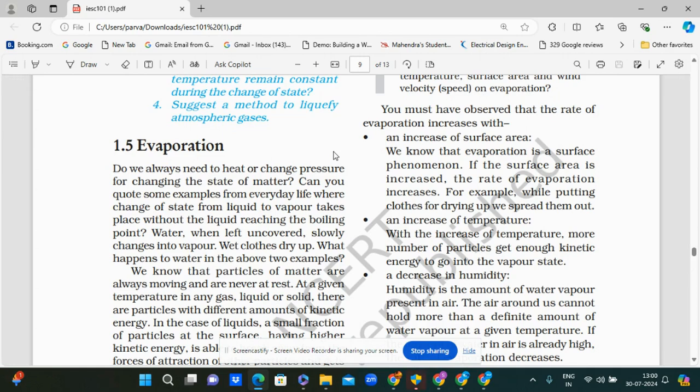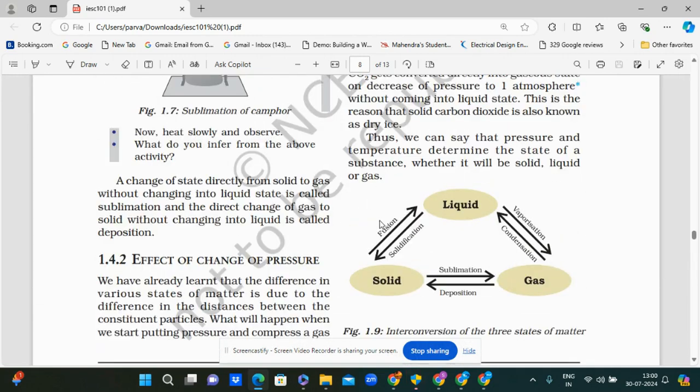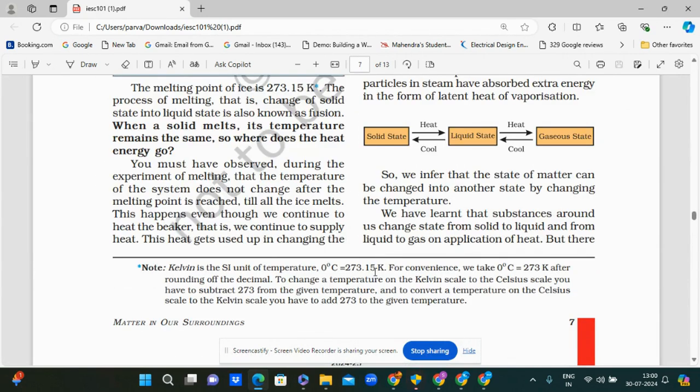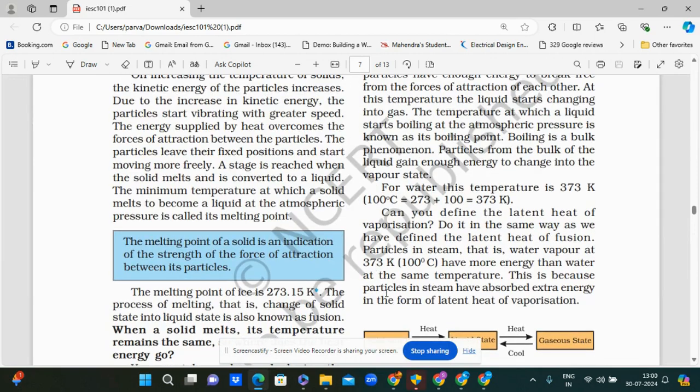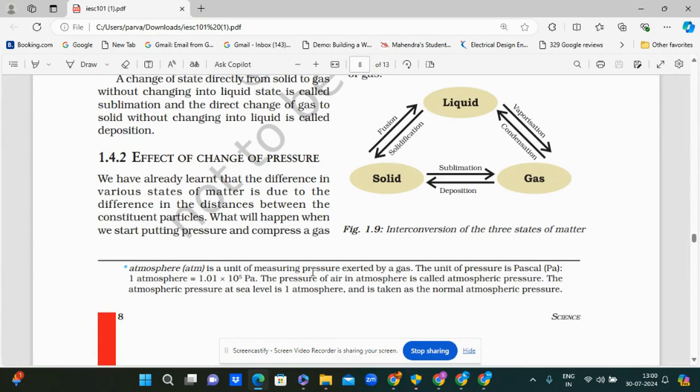So, yesterday we talked about, can you all remember that? How the effect of change of temperature helps to change the state of matter, right? Now we are going to talk about what happens if there is a change in the pressure. We have already learned that the difference in various states of matter is due to difference in distance. This is the important terminology. Why is there a difference? Because there is a distance between the constituent particles.